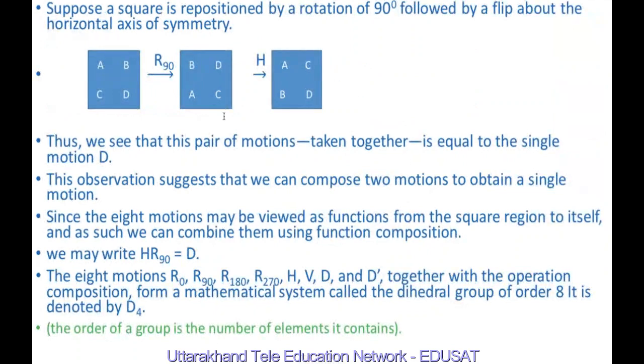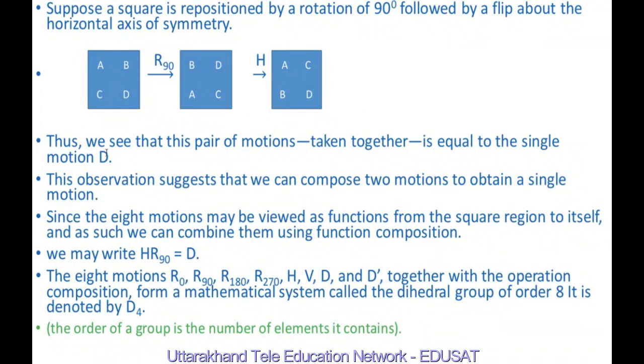So if we rotate a square by 90 degrees, then flip around the horizontal axis, the resulting figure is nothing but the flip around the main diagonal. So we see that the pair of motions taken together is equal to the single motion D, where D means flip around the main diagonal. This observation suggests that we can compose two motions to obtain a single motion.